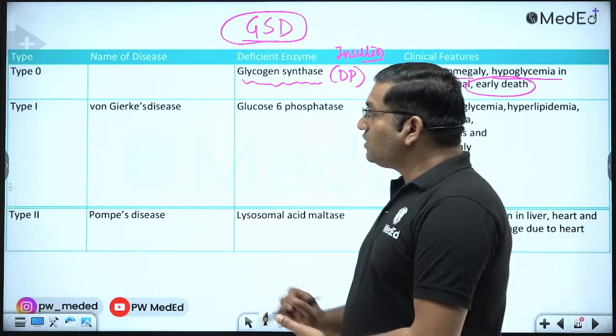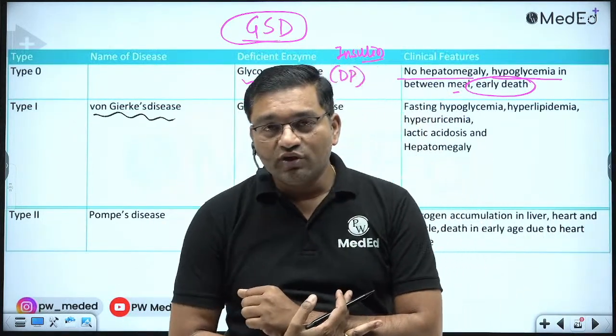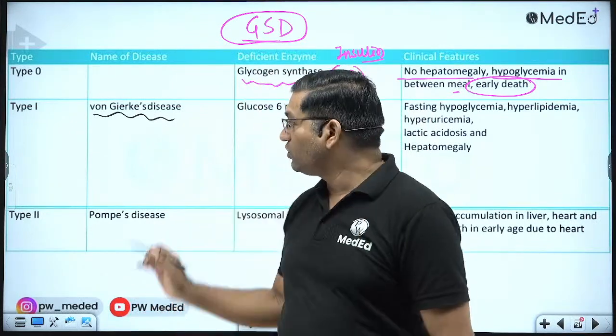Okay. Now, Von Gierke's disease. Typically, for Von Gierke's disease, you may get a case or clinical scenario. This is glycogen storage disorder type 1A.